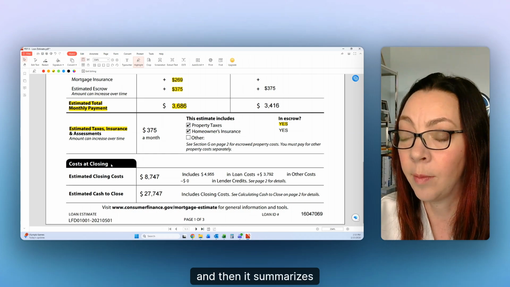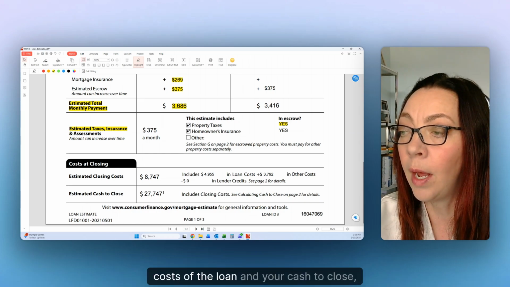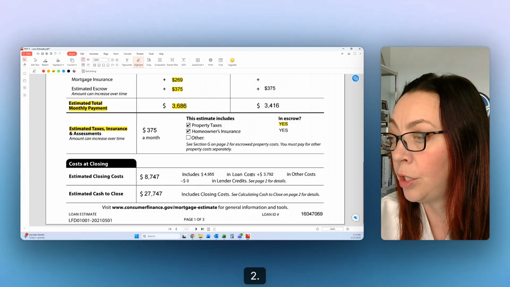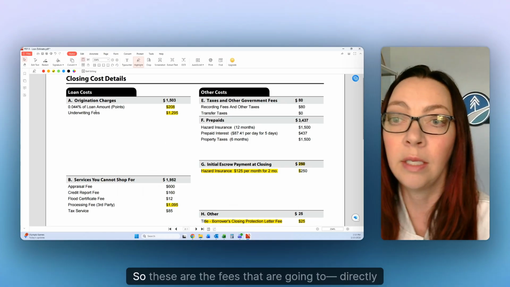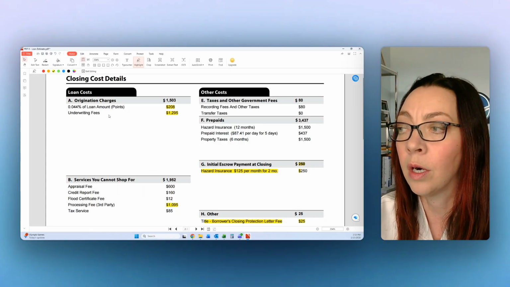Okay, and then it summarizes the costs of the loan and your cash to close, which is detailed out on page 2. Here's the breakdown of all the costs of your loan. So section A are your origination charges. So these are the fees that are going directly to your lender.